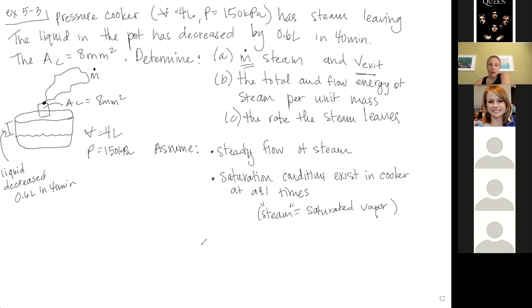So I'm going to go to my table A5, which is where we have pressure in the first column for saturated liquid vapor of water. Table A5, and I'm going to go to 150 kilopascal. My specific volume of my saturated liquid is 0.001053 cubic meter per kilogram. Let me double check that I wrote that down right. And then my saturated vapor specific volume is 1.1594 cubic meter per kilogram.